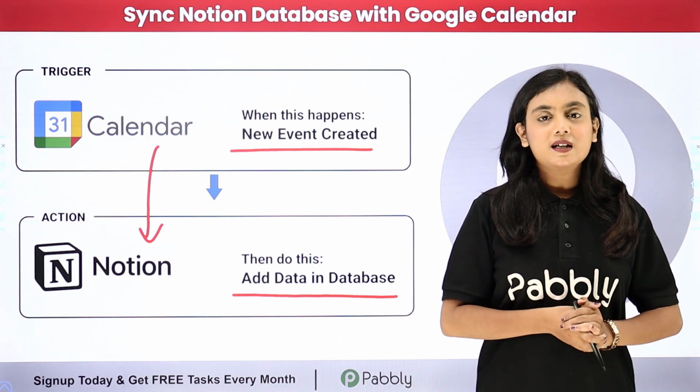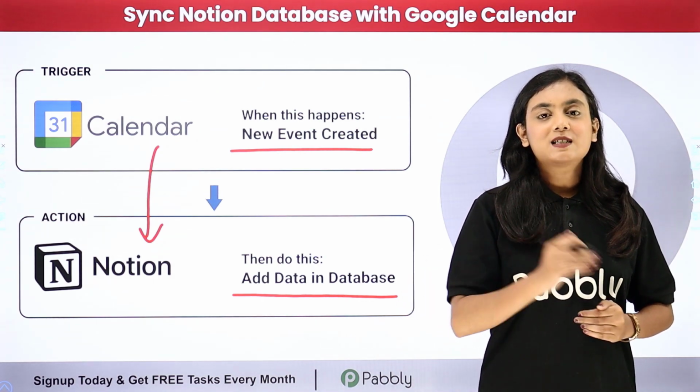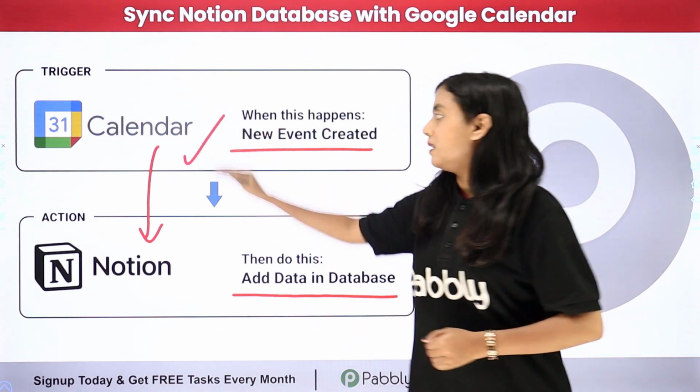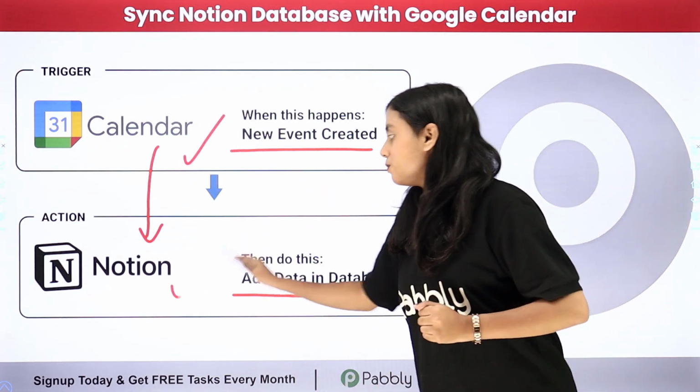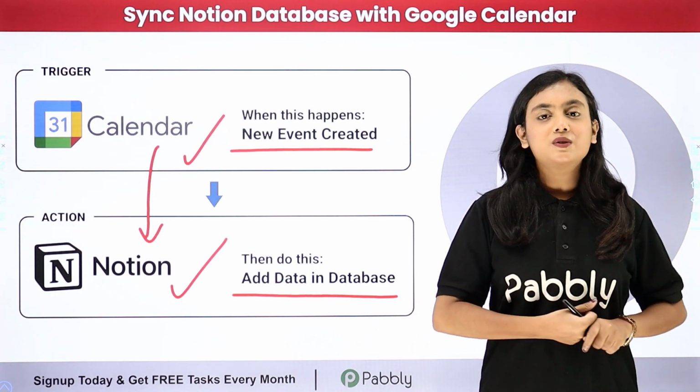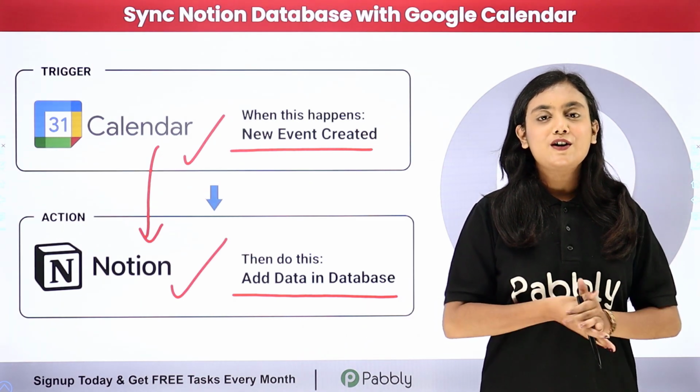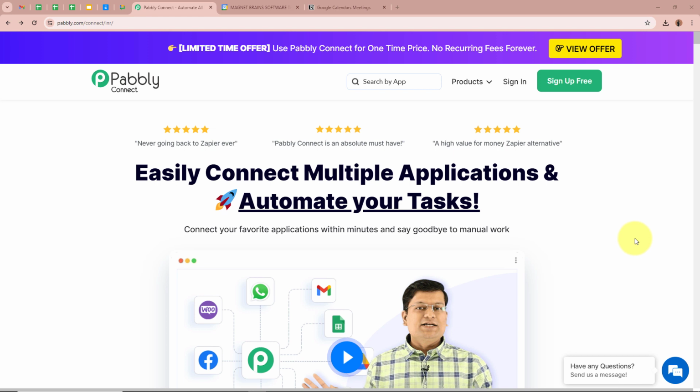Pabbly Connect runs on two concepts, that is trigger and action. In this process, my trigger application is going to be Google Calendar and my action application is going to be Notion. So if you want to learn how to do this amazing automation, then let me take you all to my screen. In this video, we're going to learn how to sync Notion database with Google Calendars using Pabbly Connect.